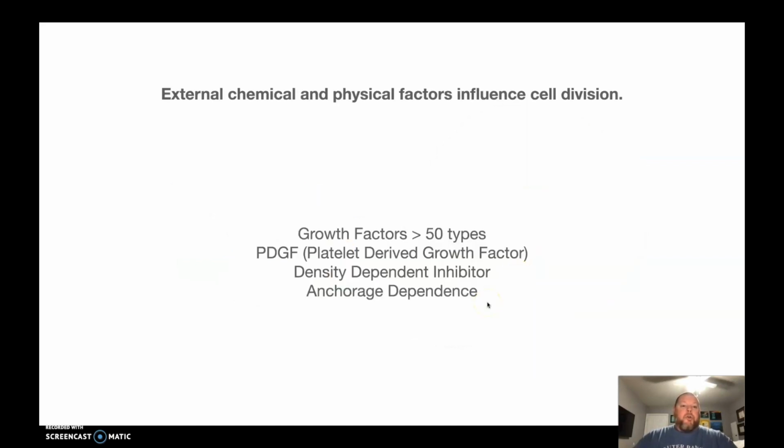All right, so external chemical and physical factors that can influence cell division. We have growth factors. One example is PDGF, platelet-derived growth factor. We have density-dependent inhibitors and anchorage dependence. Okay, so these are, again, chemical and physical factors that can influence cell division.